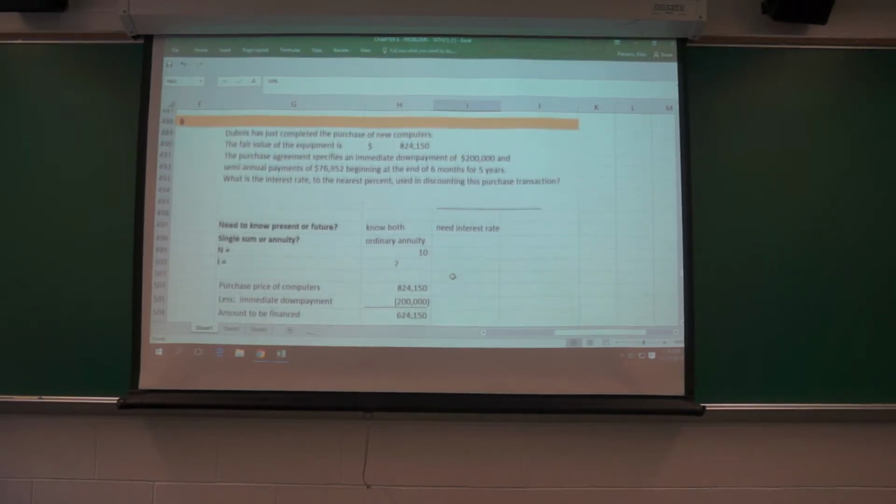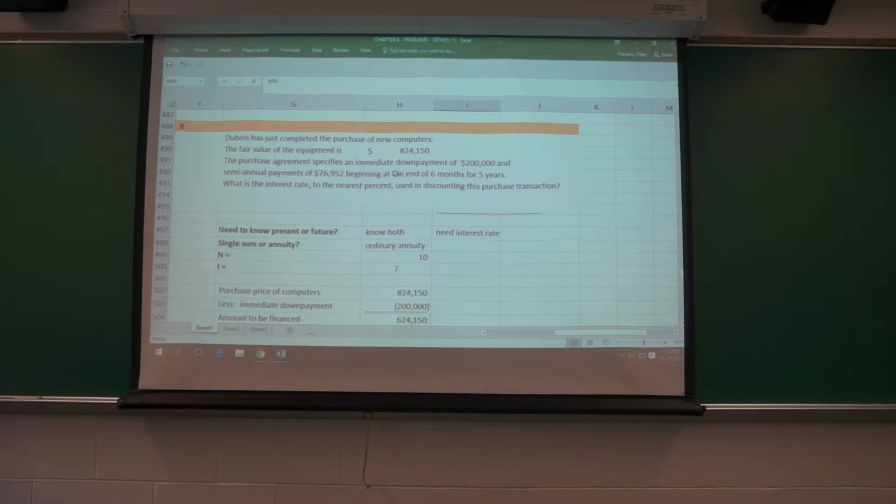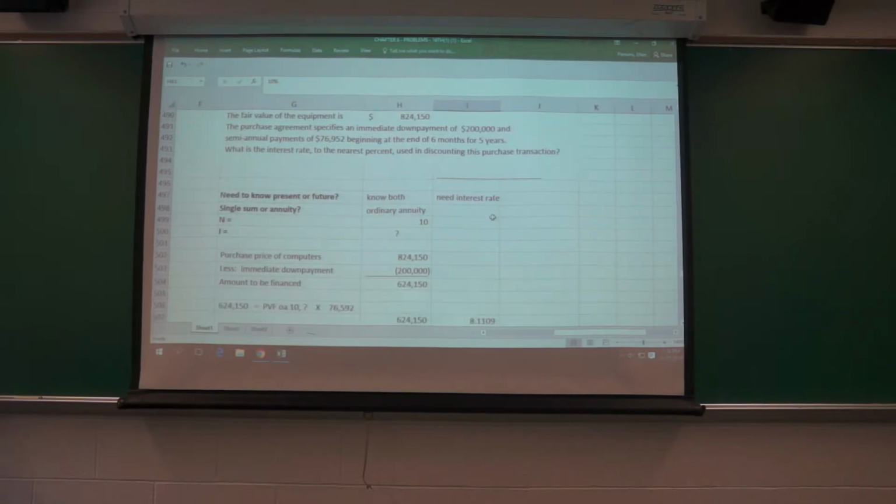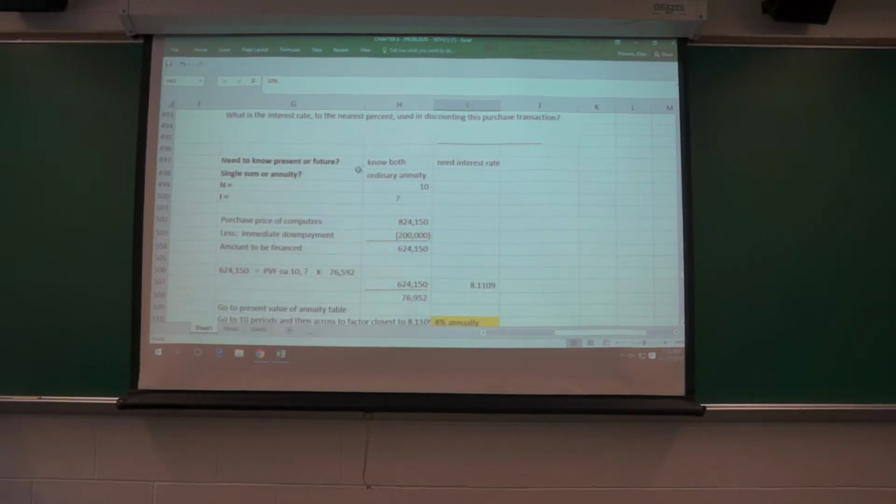You just completed the purchase of new computers. The fair value is given here. The purchase agreement specifies an immediate down payment, and then semi-annual payments beginning at the end of 6 months for 5 years. And they're asking, what's the interest rate? This sounds complex, but you're setting it up almost the same way. You know both. You need the interest rate.